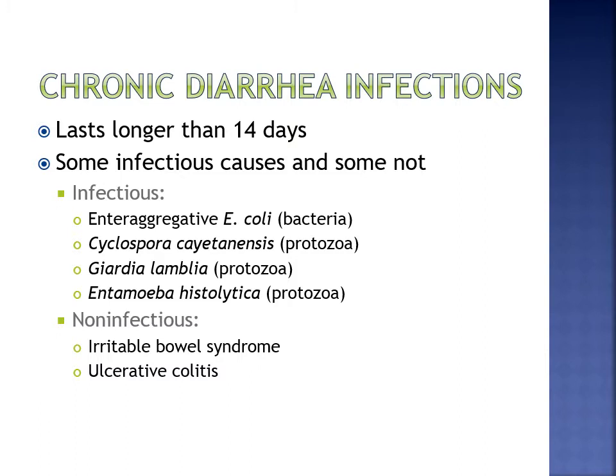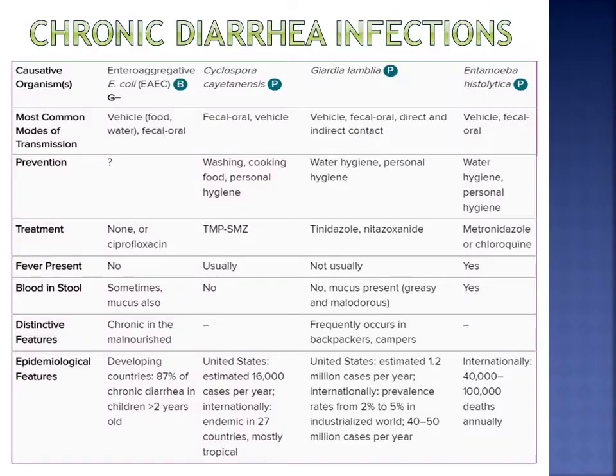This is just basically diarrhea that lasts for more than 2 weeks, longer than 14 days. Sometimes this is an infectious cause, sometimes it's not. There's some examples of those infectious agents down there. Most of these will be protozoa, but there is E. coli in there, or a special strain of E. coli. And then you can also have some non-infectious things like ulcerative colitis or irritable bowel syndrome or IBS. We, of course, are just going to worry about the microbial causes. So there's those 4 we just mentioned.